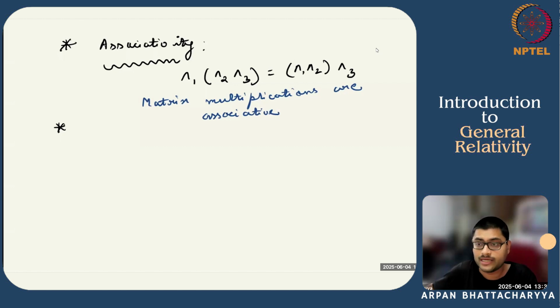Next, we have to show that the inverse exists, and that the inverse element is also a Lorentz transformation, that it belongs to the group.